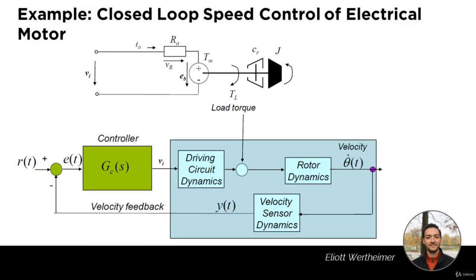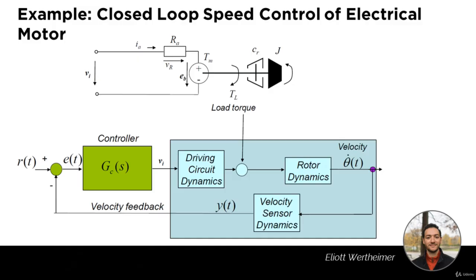More specifically, we are going to look at the closed-loop speed control of an electrical motor. So here, we have a resistor R_A in series with an electrical motor to which a voltage V_i is applied. This electrical motor is connected to a rotor which has a mass of inertia J at its end and a damper of damping coefficient C_R. Obviously, the motor, to rotate this whole rotor, has to apply a torque T_L to the system.